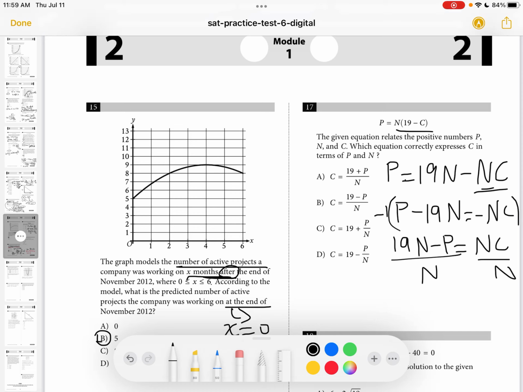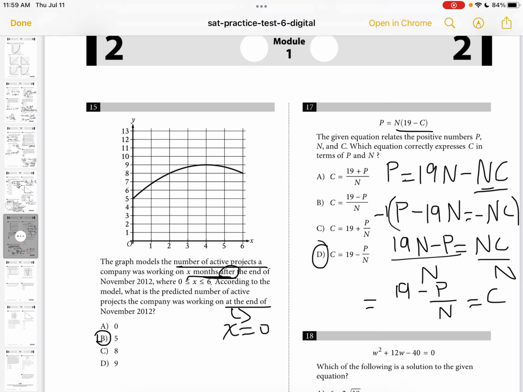Okay? Now I'm just going to divide by n. Right? And I'm going to get 19 minus p over n is equal to c. Now, which choice is that? That's answer choice D.